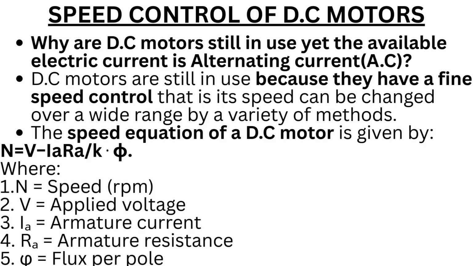Why are DC motors still in use yet the available electric current is alternating current? DC motors are still in use because they have a fine speed control, that is, its speed can be changed over a wide range by a variety of methods.